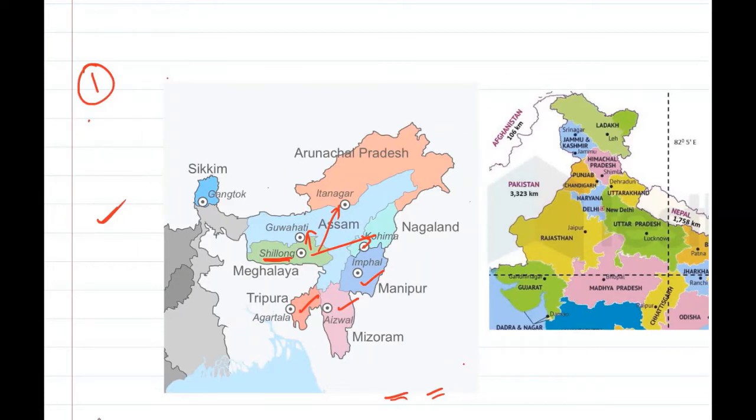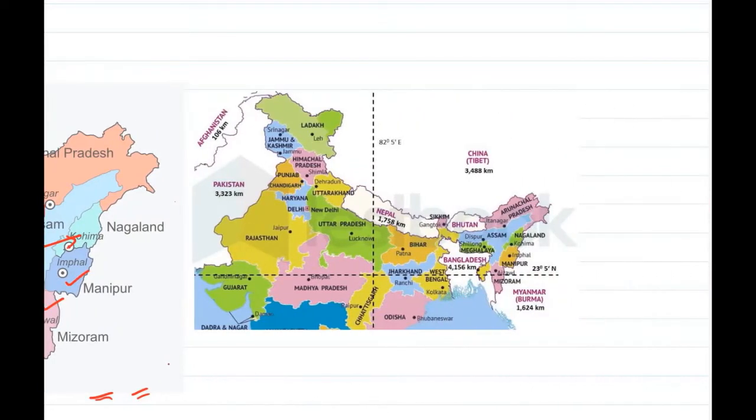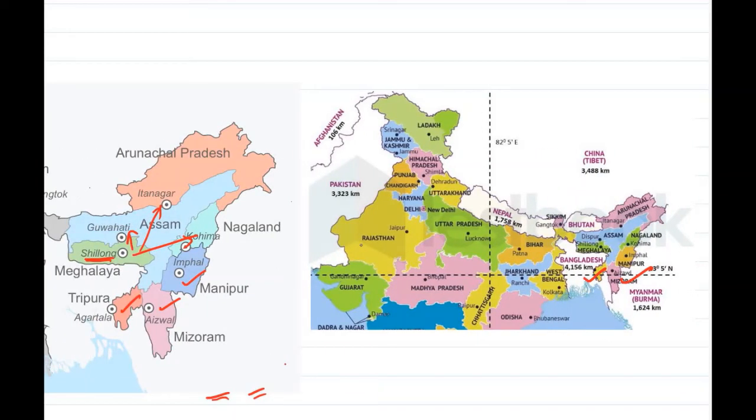The other thing is, which are the northeastern states through which the Tropic of Cancer passes? If you look at the map here, it passes through these two states, that is Tripura and Mizoram. The other states through which the Tropic of Cancer passes are Gujarat, Madhya Pradesh, Chhattisgarh, Jharkhand, West Bengal. So these are the states.